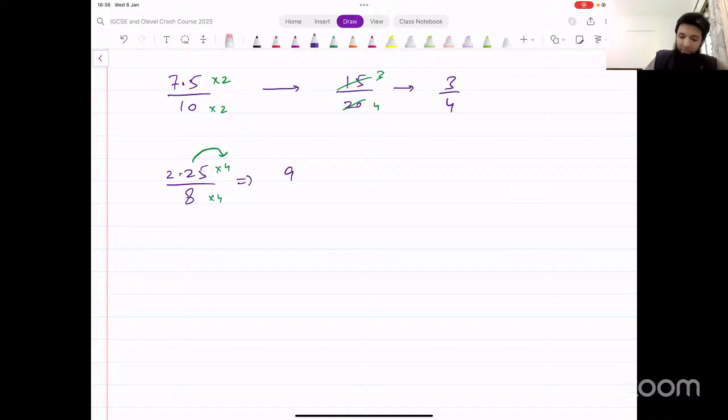So if you multiply and divide by 4, what do you get? You get 9 over 32. And then you can see if you can simplify this further, which you can't. This is the final result. That's 9 over 32. Okay, somebody was saying something? Any problems? Any questions at this point? Any questions, anyone? No?